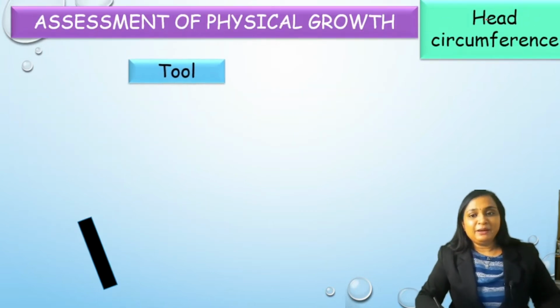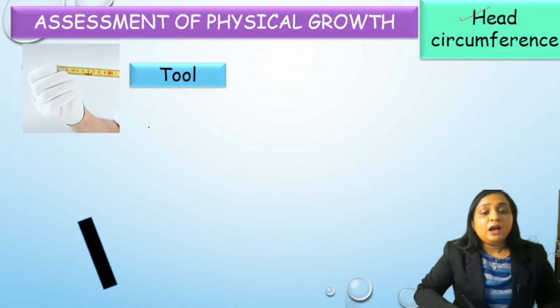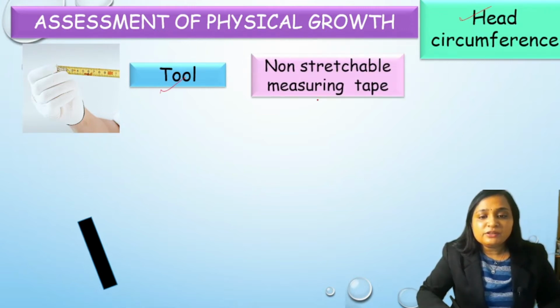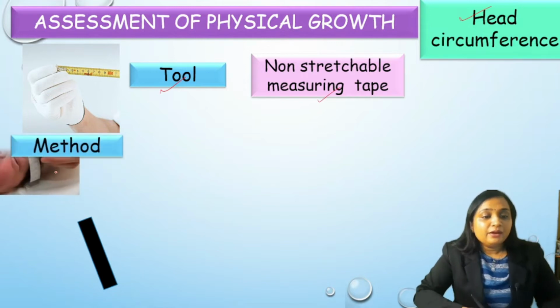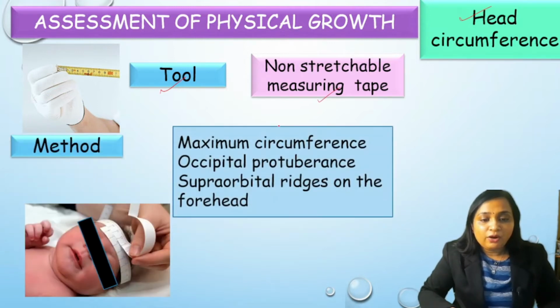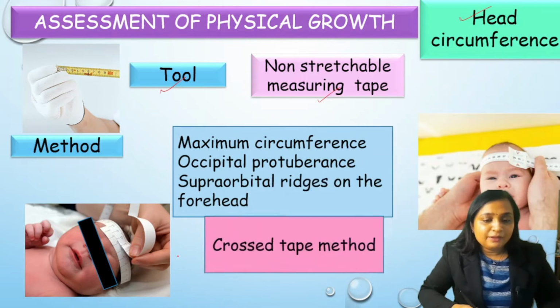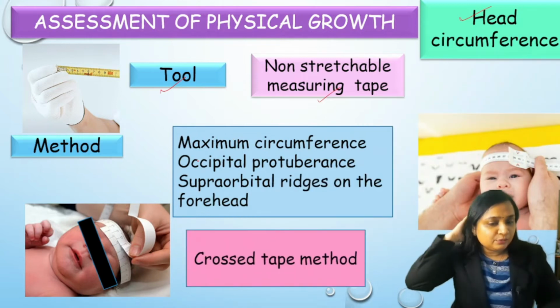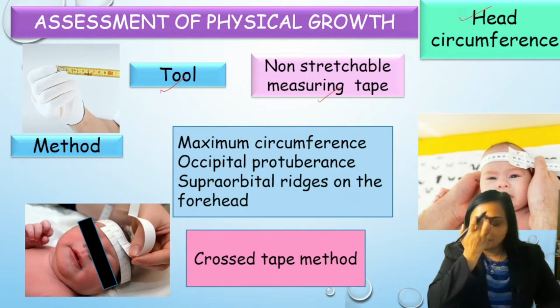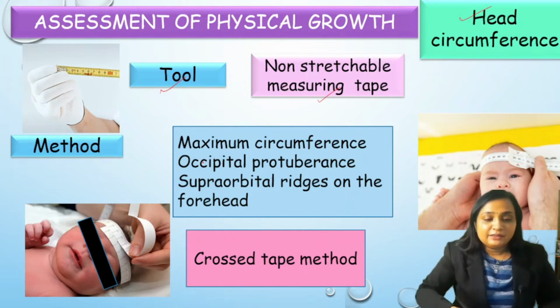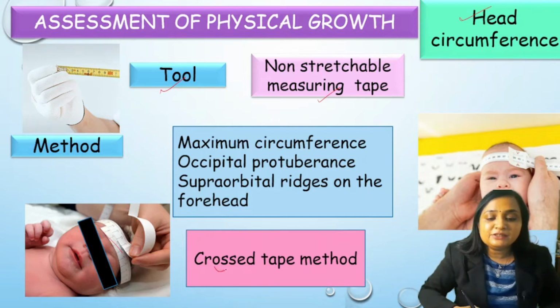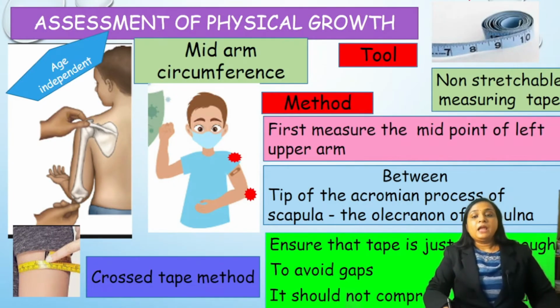Now the third parameter is head circumference. How are we going to measure the head circumference? With a non-stretchable measuring tape. What is the method? It is called the cross-step method. And how are we going to take it? It is between the occipital protuberance and the supraorbital ridges. The head circumference is taken between the supraorbital ridges and the occipital protuberance, and it is called the cross-step method.